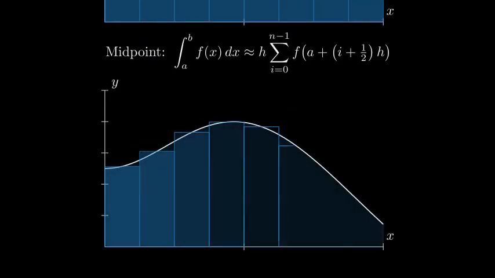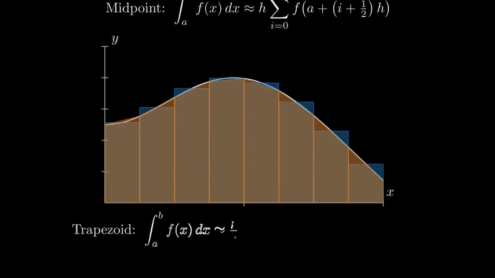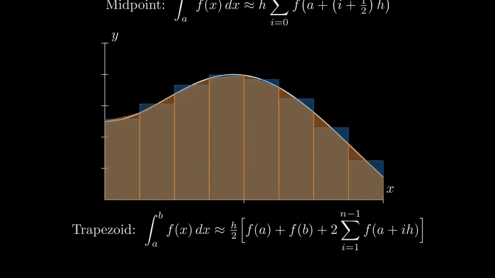Next, the trapezoidal rule. Each pair of neighboring sample points forms the top of a trapezoid, and we sum their areas. The trapezoid formula is h over 2 times (f of a plus f of b plus 2 times the sum from i equals 1 to n minus 1 of f of (a plus ih)).